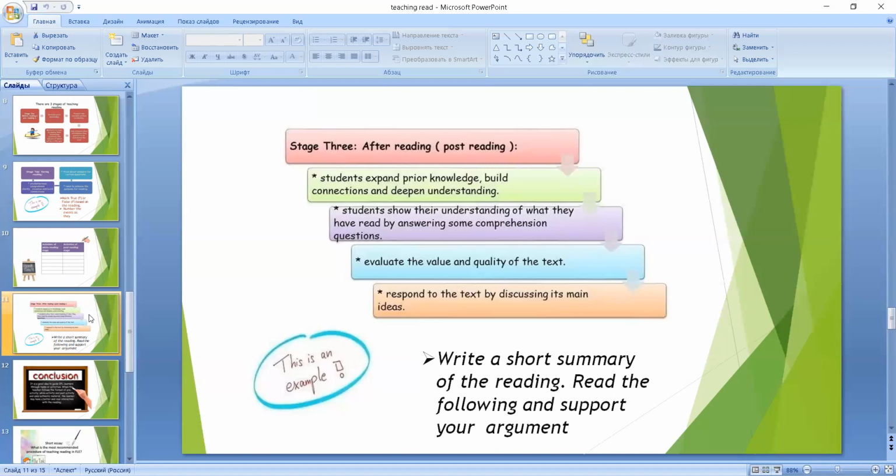For example, we can ask the students to write or tell a short summary about the text. Or they can support their argument, saying they agree or disagree with a sentence, for example. Also, you can give more exercises after reading the text.